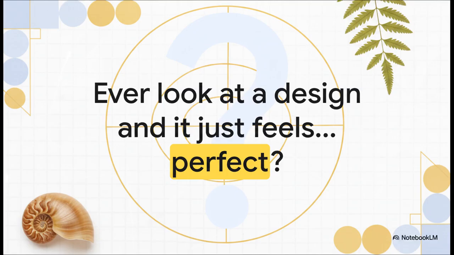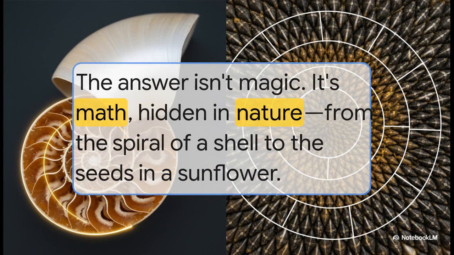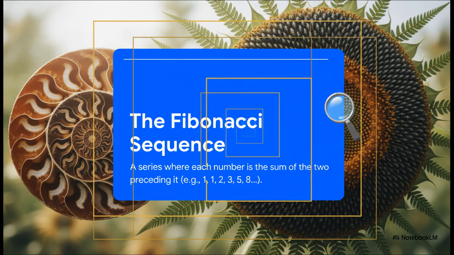It just feels right. Well, guess what? That feeling, it's no accident. It's not magic. More often than not, it's actually rooted in math. Yeah, a mathematical principle that's hidden everywhere in nature. I'm talking about the spiral of a nautilus shell, or even the way seeds are arranged in a sunflower. And it all starts with this really simple pattern called the Fibonacci sequence.